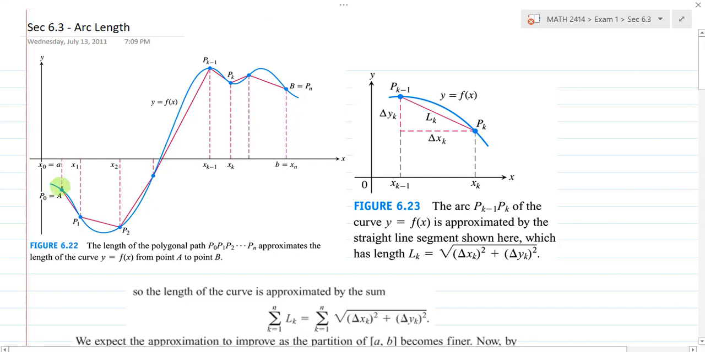So for example, this curve right here, if we wanted to estimate what the length of that curve is, what we could do is divide the x-axis over the distance of this curve into different partition lengths. That's what these vertical lines represent.